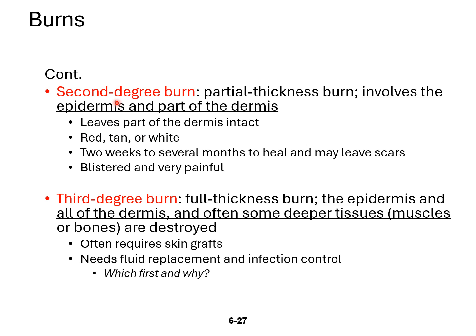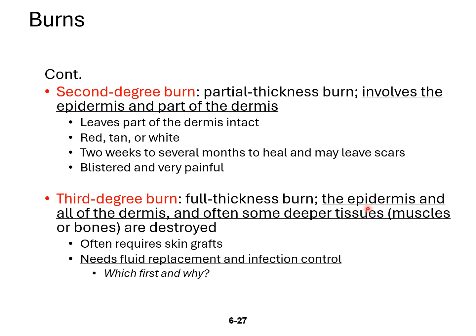Second degree. Second degree is all of the epidermis and part of the dermis. So it goes all the way through the epidermis, all those living cells, and goes down to the dermis, and now it can start affecting some of those organs underneath it. It leaves part of the dermis intact, so it doesn't go all the way through. Red, tan, and white. 2 weeks to several months to heal, depending on how deep it is. Blisters and very painful.